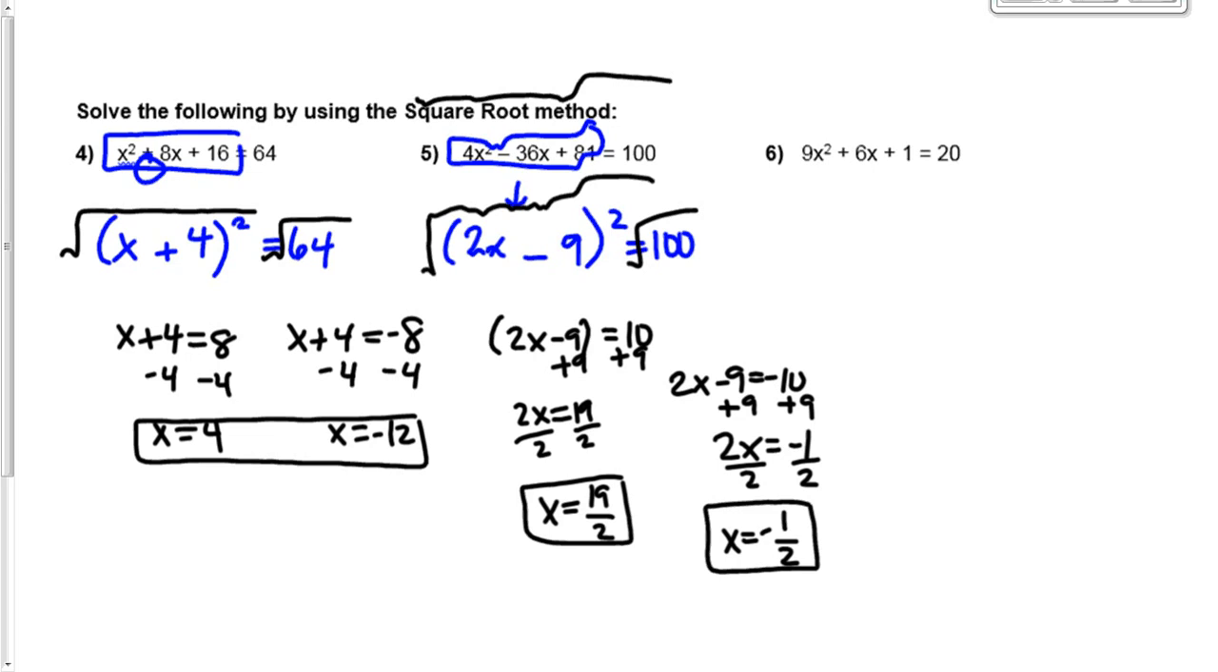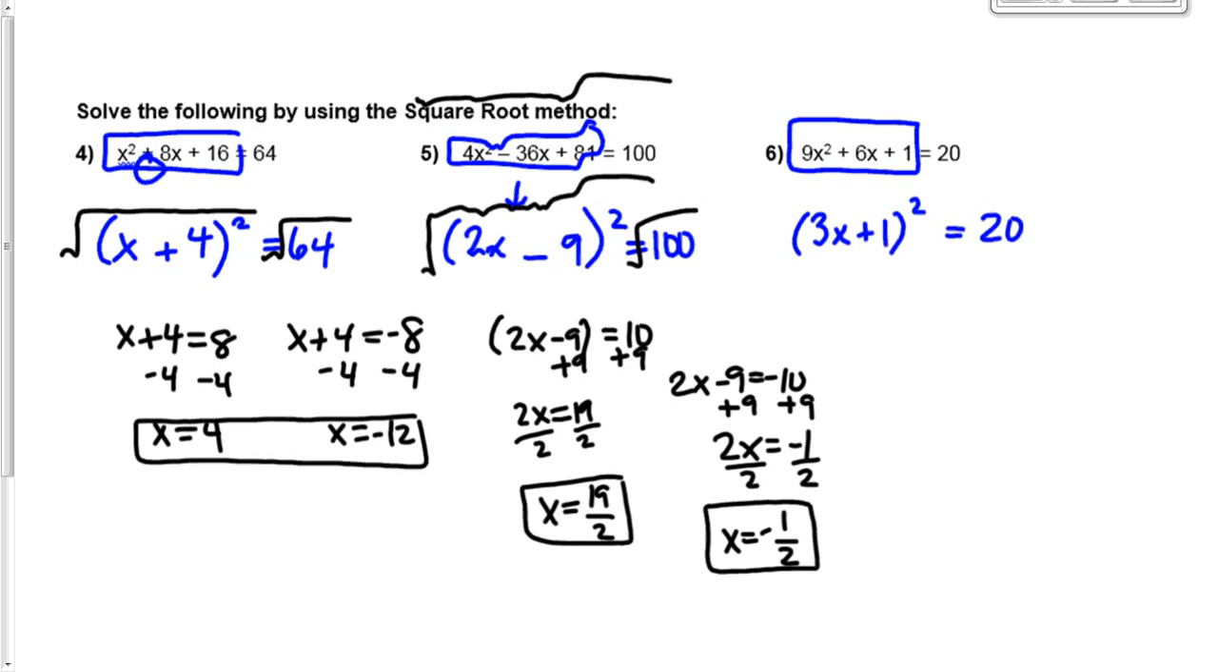Okay? So see if you feel like you could try this last one. Start by taking the trinomial on the left and turning it into its factored form. Go ahead and pause it here and try that on your own. Just turn it into its factored form that looks something like this. Okay, so hopefully you came up with 3x plus 1 all squared.